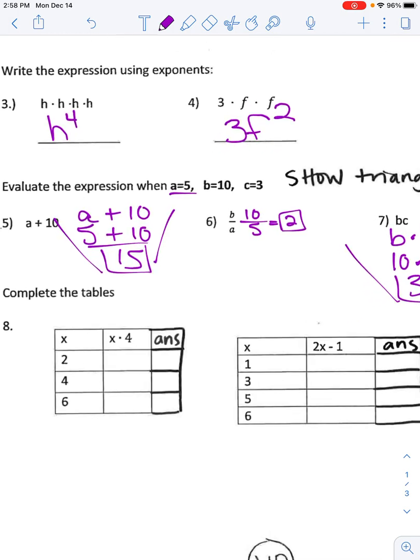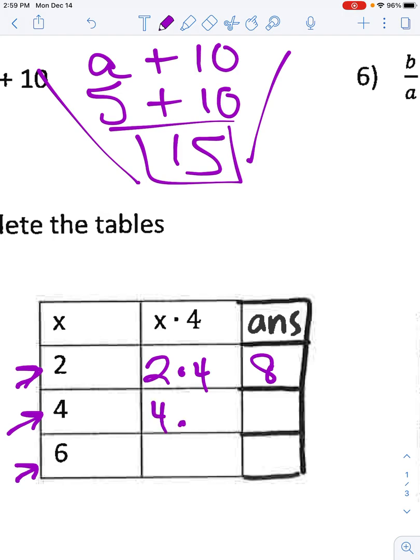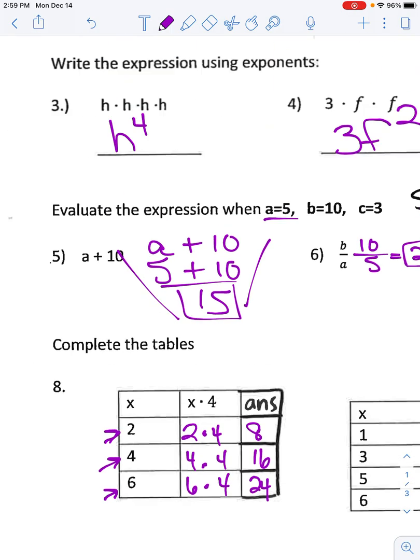On numbers 8 and 9, complete the tables. This is what we're throwing in for x each time. So here we're throwing in 2 for x. 2 times 4 is 8. Throwing in 4 for x. 4 times 4 is 16. Throwing in 6 for x. 6 times 4 is 24.